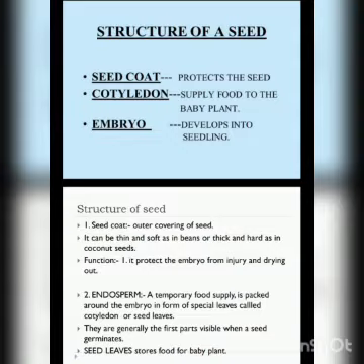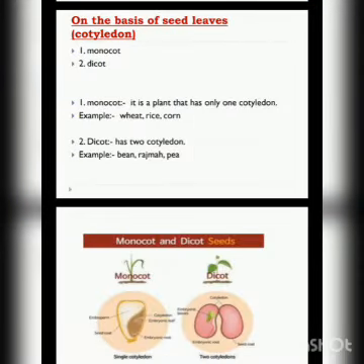The third one is the embryo. The embryo is the part that develops into the seedling. Okay, this is about the structure of the seed. You can see in the figure on the slide the brown outer covering, that is the seed coat. The second one is the cotyledon, which is skin-colored and acts like a storage house of food for the seed.